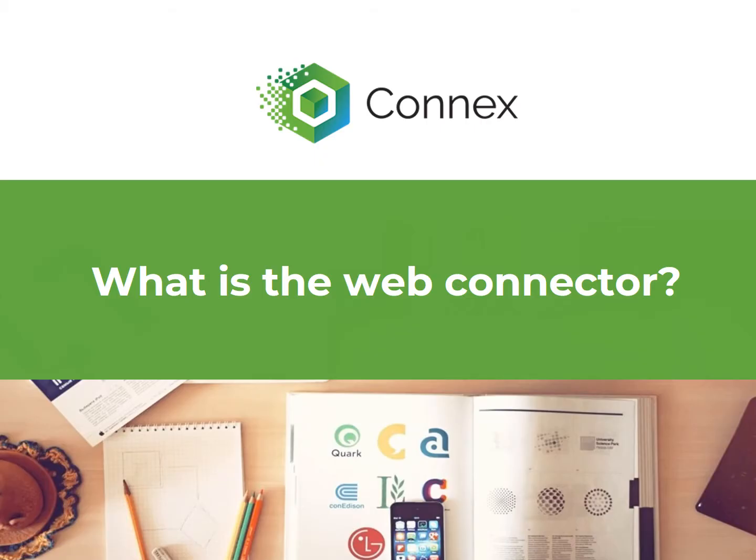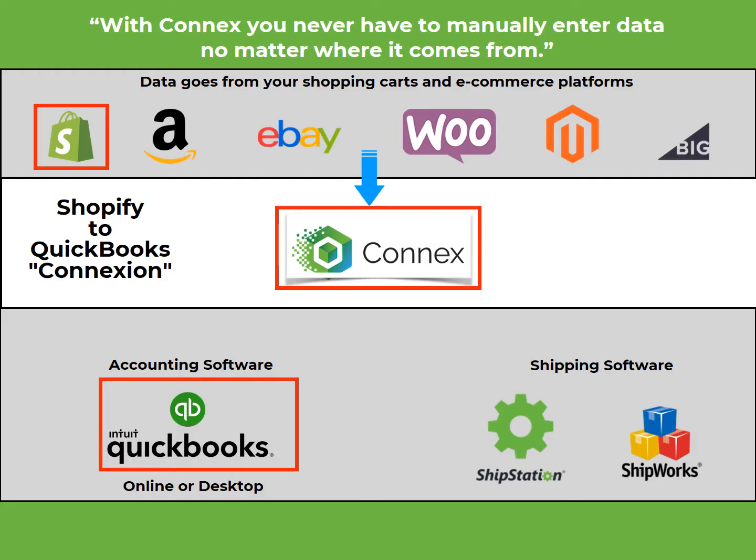So what is the Web Connector? It's an intermediary between QuickBooks and your website. So you'll see here you have your Shopify, your Amazon on one side, and then you have us in the middle, and you have your QuickBooks down here. And you can do a two-way sync, so you could go from QuickBooks to Connex to WooCommerce to sync a stock change, or from QuickBooks to us to your ShipStation.